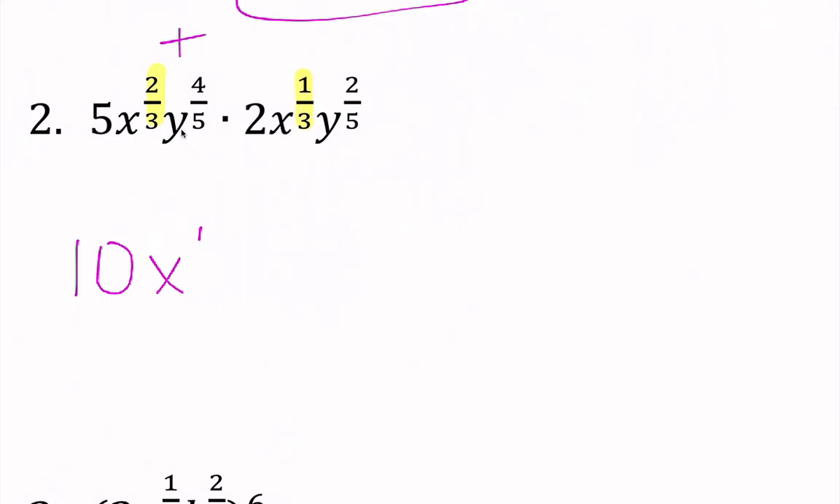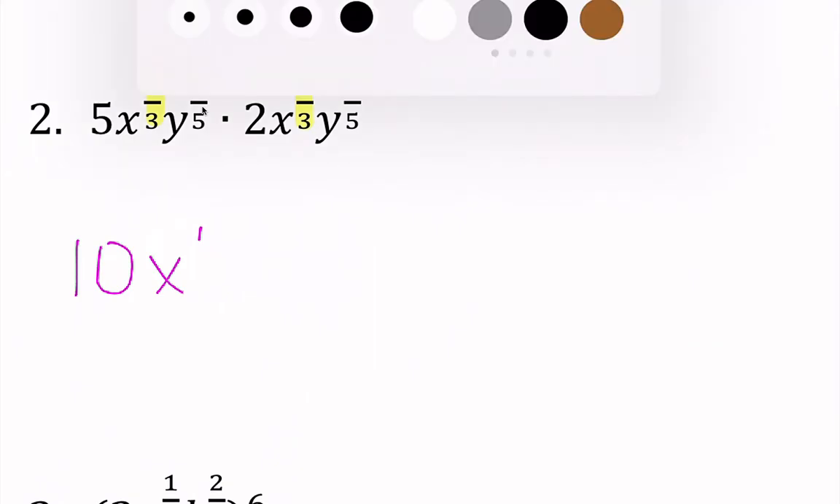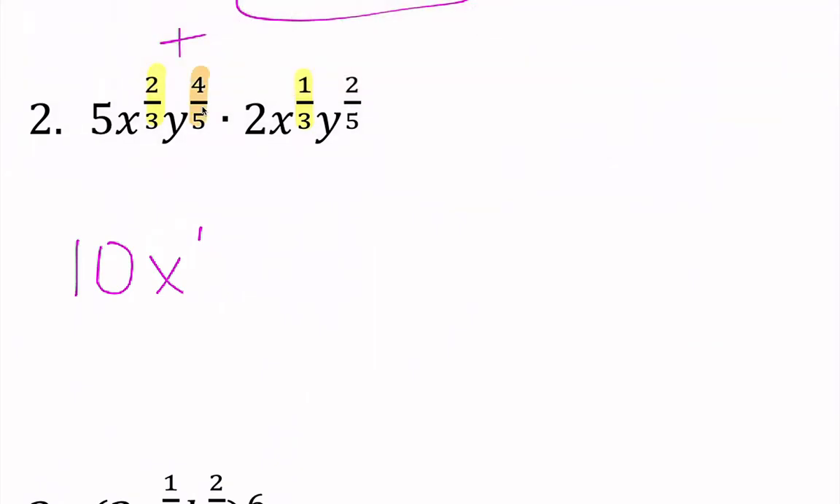And then I'm going to do the same thing with my y's. Pick a different color. I'm going to go ahead and write down my y. If I take 4/5 and I add 2/5, that's going to give me 6/5. Okay, I know this one really isn't necessary, so my final answer is 10x y to the 6/5.